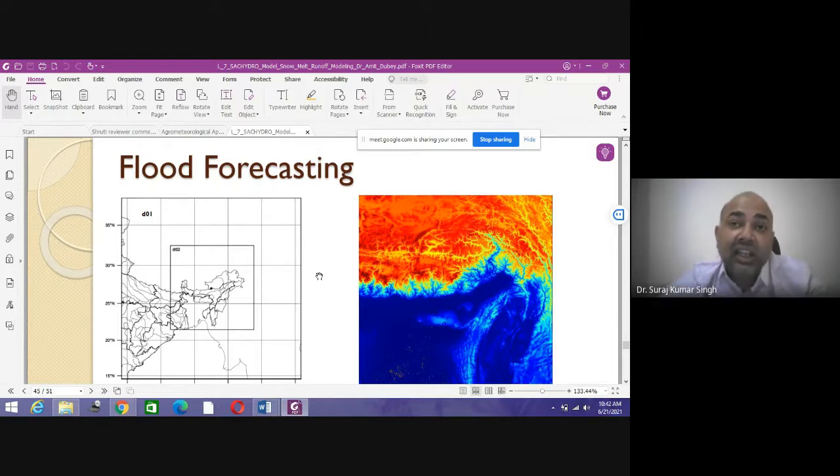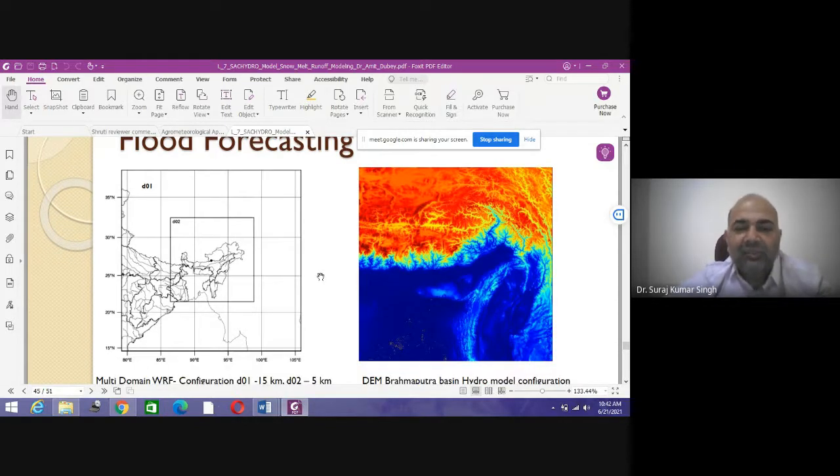Nowadays you see that NDRF, NIDM, or NDMA provide various early warning systems related to cyclones or disasters. So what does it help with? It helps to save life, even if you cannot stop a disaster from happening. But using scientific technology, the biggest advantage is that you are going to save lives, and life is precious. So such forecasting helps the decision makers to plan and save lives, domestic lives, human lives, and many times property too.